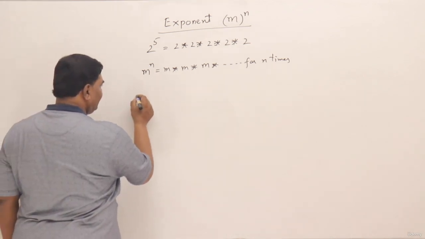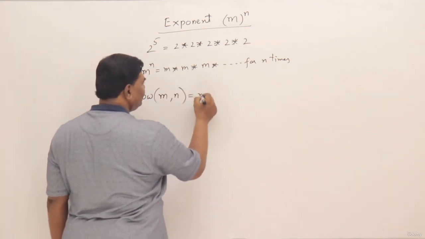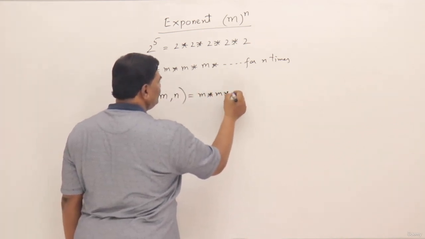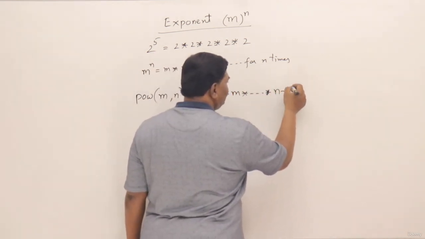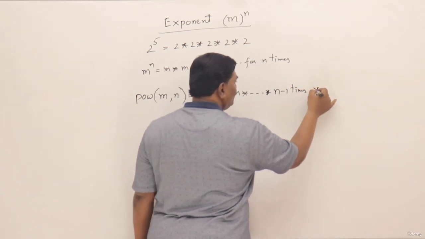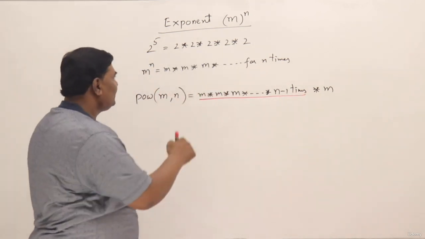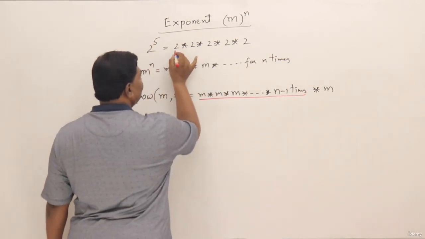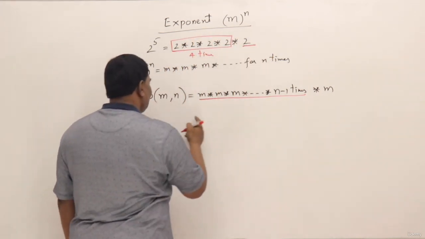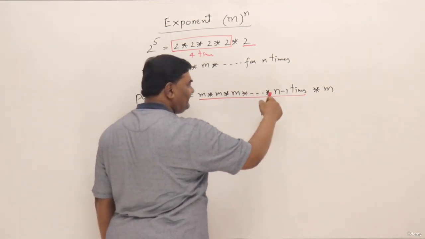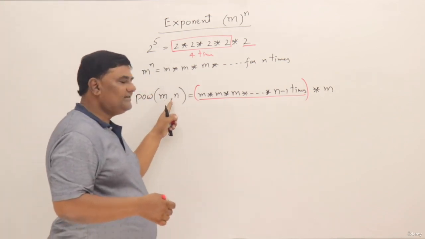Now if I write it as a power function, that is power(m, n), then it means m into m into m, that goes on for n minus 1 times, into 1 more time. For example, 2 power 5: this is 4 times, and 1 more time. In the same way, m power n means m is multiplied n minus 1 times, then multiplied by 1 more time, so it becomes a total of n times.